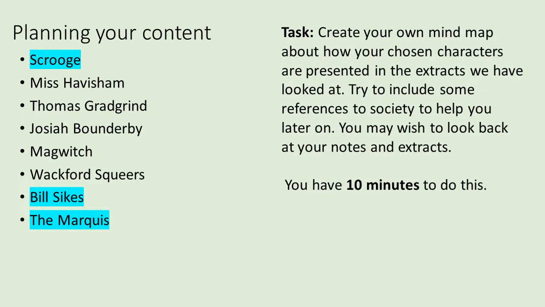So what I'd like you to do next is create your own mind map about your chosen characters and how they're presented in the extracts you've looked at. Try to include some references to society to help you later on. You may wish to look back at your notes and extracts. You have 10 minutes to create your mind map about your 3 chosen characters.